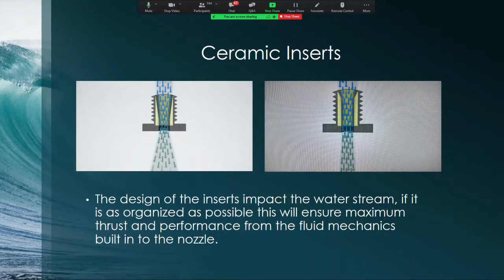Here's the inserts we're looking at. Most people will tell you they use a ceramic insert, and the ceramic is there for one reason and one reason only. It is to reduce the erosion of the orifice as the water goes through. So the ceramic is very resistant to the water eroding the orifice and causing it to misshape or get larger and everything else. The trouble with ceramic is it's quite fragile.